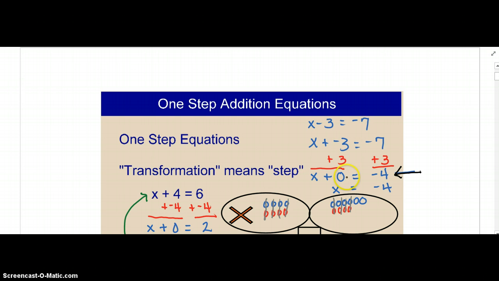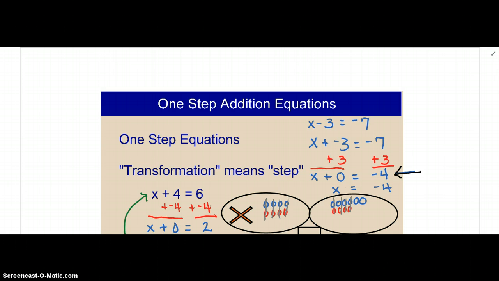That is the identity property of addition. Anything plus 0 equals itself. So if we have an equation where something is being added to x, we need to end up with x plus 0 in order to get x by itself. So that's actually very important, but you can skip showing that step if you'd like.